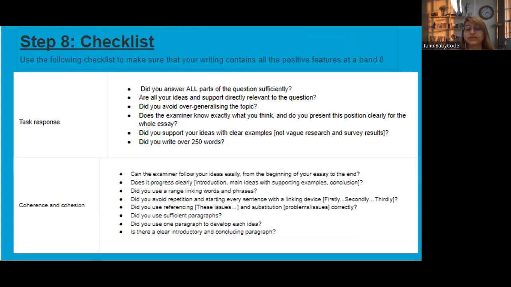Step number 8, checklist. Now this is again an important part. Use the following checklist to make sure that your writing contains all the positive features of band 8. Once you complete your writing task 2, check your task response. Task response means: did you answer all parts of the question sufficiently? Are all your ideas and support directly relevant to the question? Did you avoid overgeneralizing the topic? Does the examiner know exactly what you think? Do you present your position clearly? Did you support ideas with examples? Did you write over 250 words? So for getting band 8, you need to check all those questions.